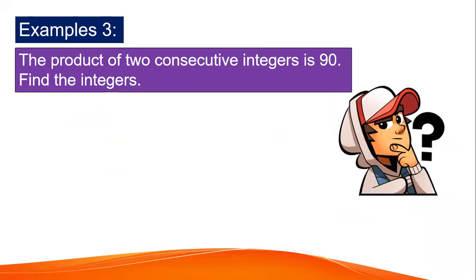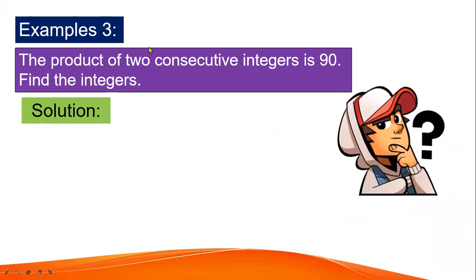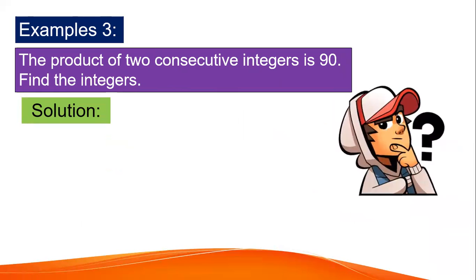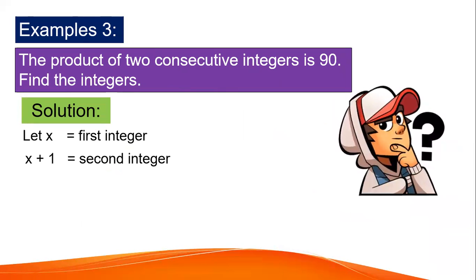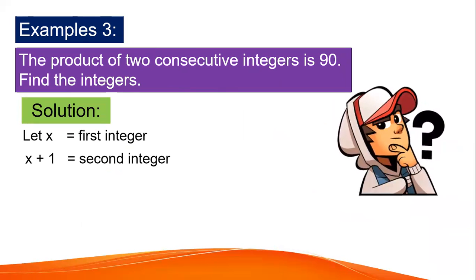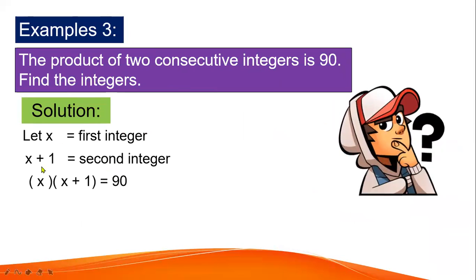Example number 3, we have the product of two consecutive integers is 90. Find the integers. Solution. So again, product means multiplication. So two consecutive integers. So let x be the first integer, and then x plus 1 be the second integer. Then multiply using distributive property of multiplication. You multiply x to x plus 1.